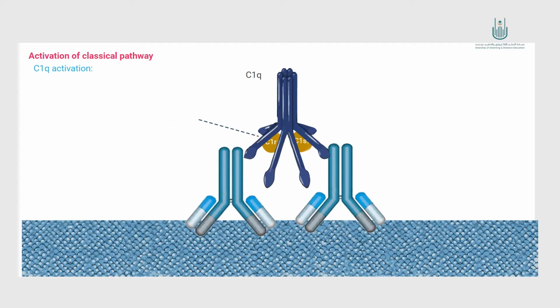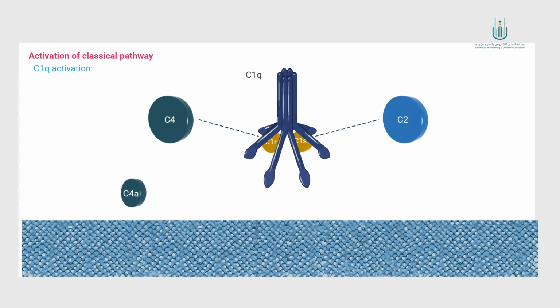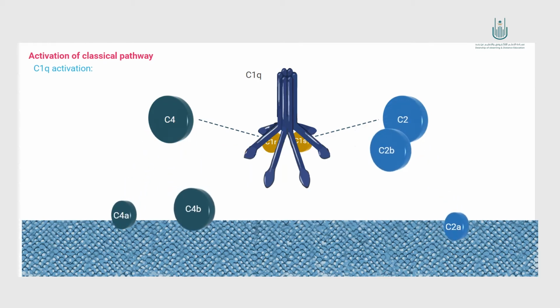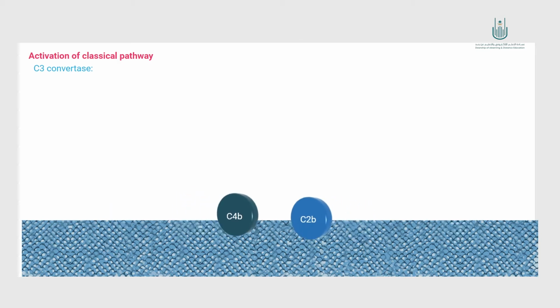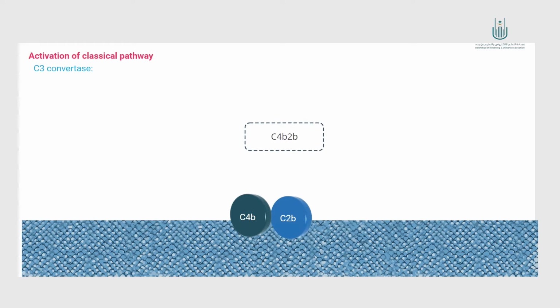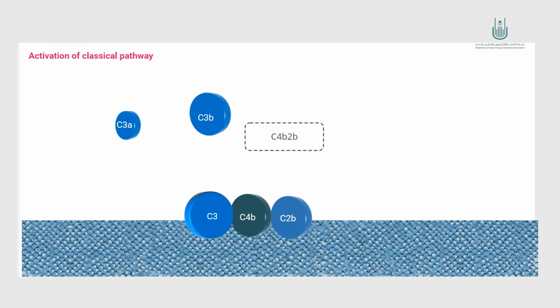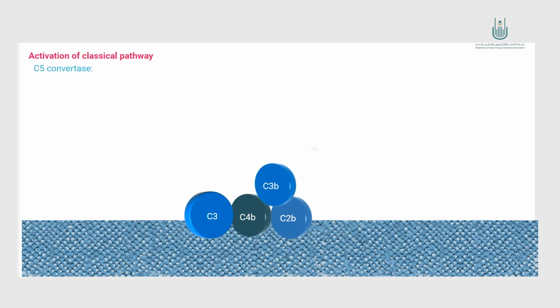The C1qr2s2 splits C4 and C2, producing C4a, C4b, C2a and C2b. C3 convertase of the classical pathway: C4b and C2b bind to form C4b2b. C3 convertase, C4b2b, cleaves C3 into C3a and C3b. C3b joins with C4b2b to make C4b2b3b, which is called C5 convertase.